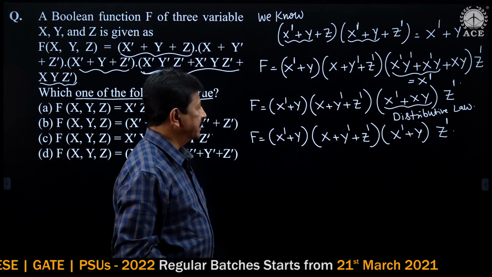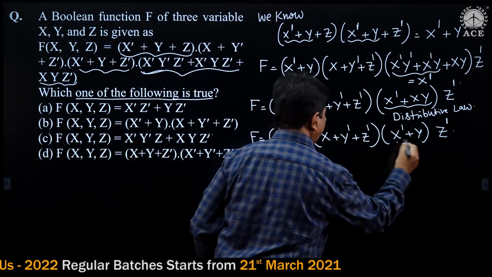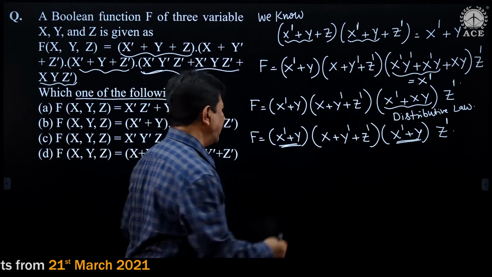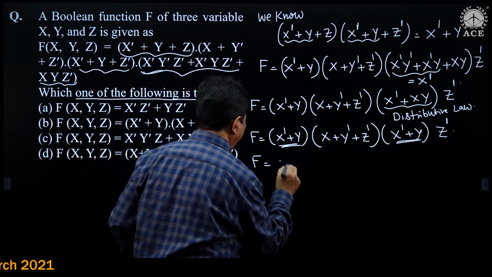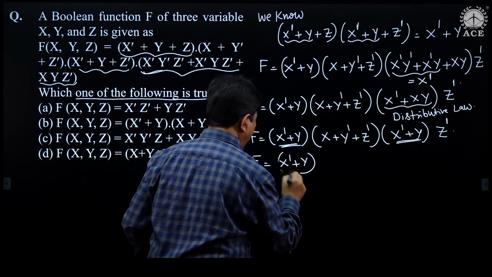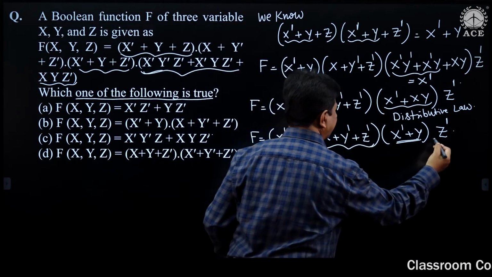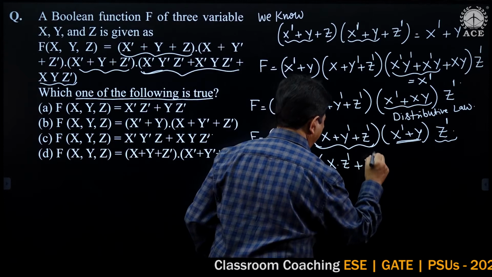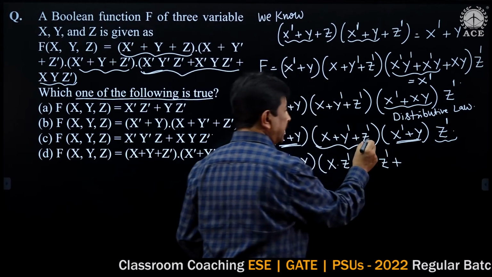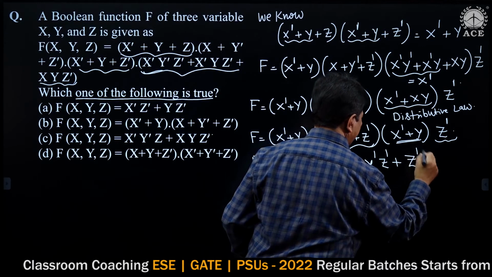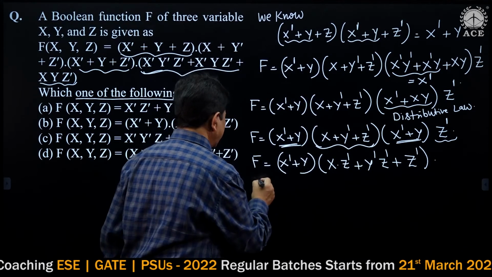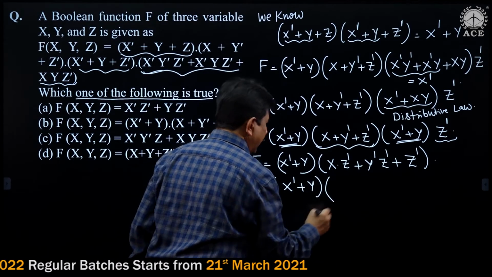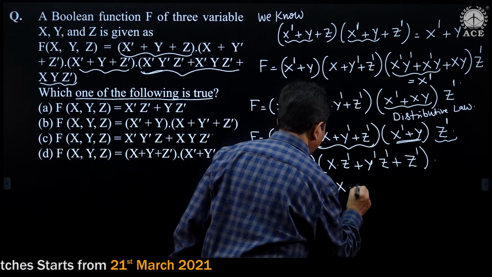Okay, so that is what we can understand. As you see, this term and this term, both of them are same. So x bar plus y into x bar plus y, that becomes x bar plus y. Write it only one time. And then this term you multiply with z bar. z bar into z bar, this will become z bar. That's it. So f is equal to x bar plus y, and here I am going to take z bar common.